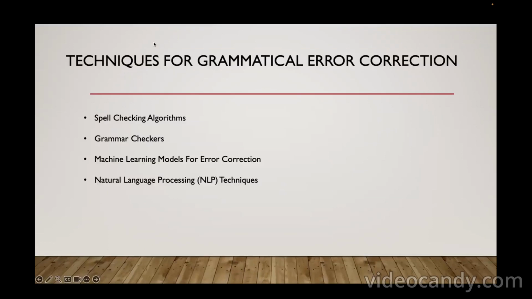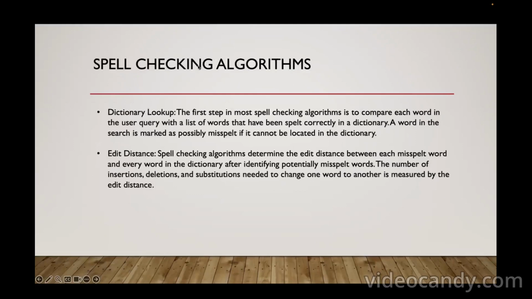I am here to explain to you about techniques for grammatical error correction. There are four kinds of techniques for grammatical error correction. The first one is spell checking algorithms. The second one is grammar checkers. The third one is machine learning models for error correction. And the final one is natural language processing techniques. Okay, let's go in depth.